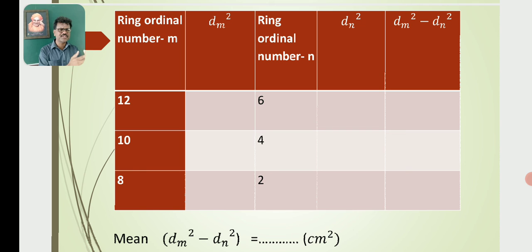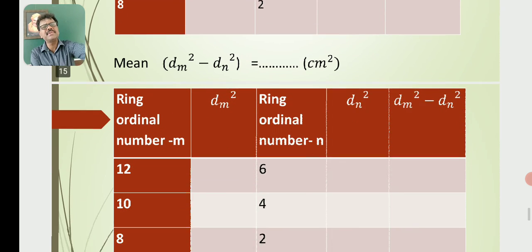Then write in the last tabular column dm square minus dn square for every 6th ring difference. Say 12 minus 6 is 6, 10 minus 4 is 6, 8 minus 2 is 6. What we will get in the last tabular column is dm square minus dn square for the difference of 6 rings. And then you can take the mean of all those values. So mean dm square minus dn square is equal to, say, right in terms of centimeter square.